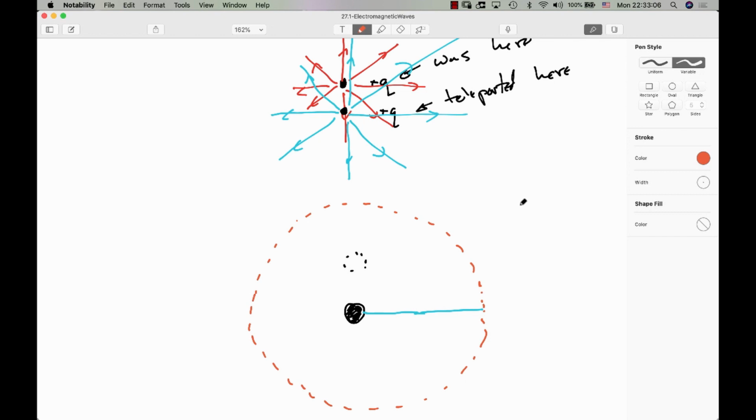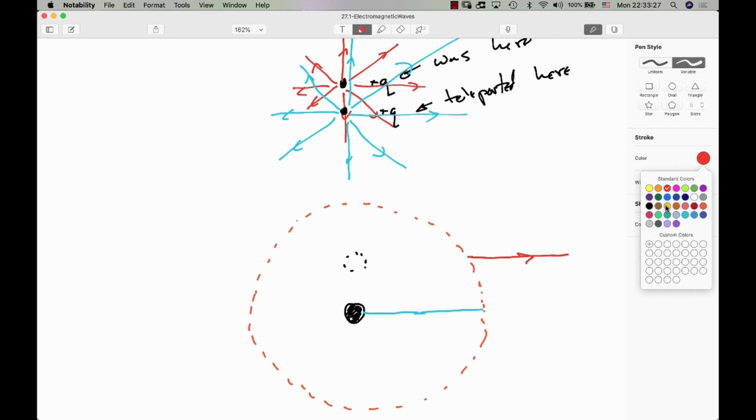Out over here, it hasn't gotten the memo yet. So out over here, the electric field lines are going to be pointing directly away from the old location. What that means is that at this point right here, we can't have a disconnect. So instead, we have to have our electric field line, pardon me, I'm struggling for colors here, join the old to the new.